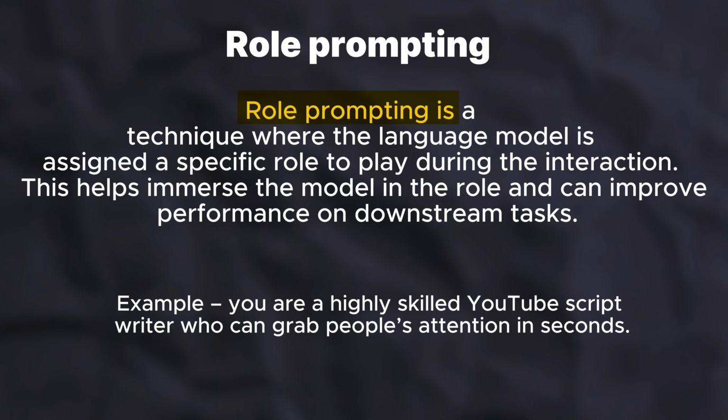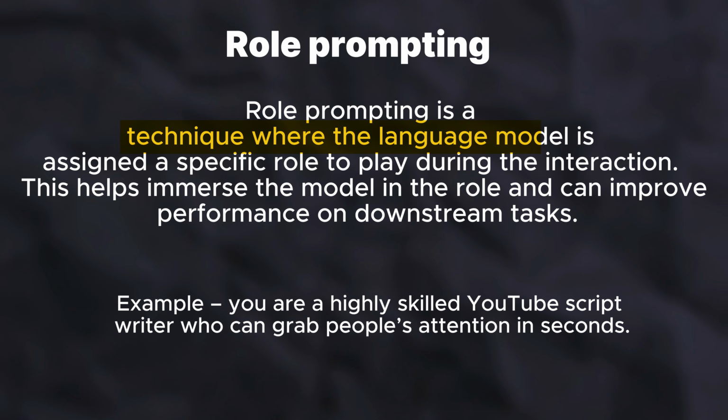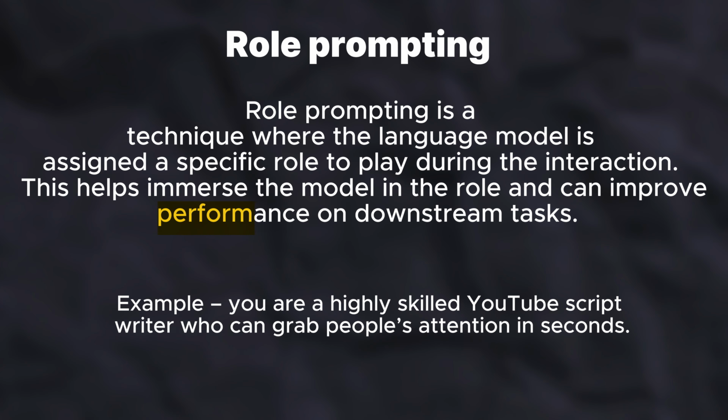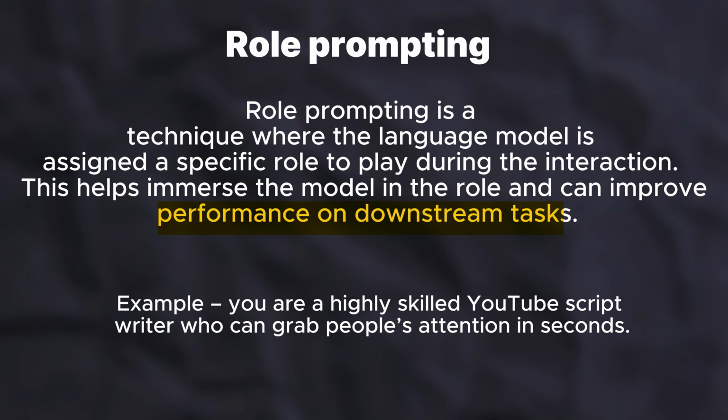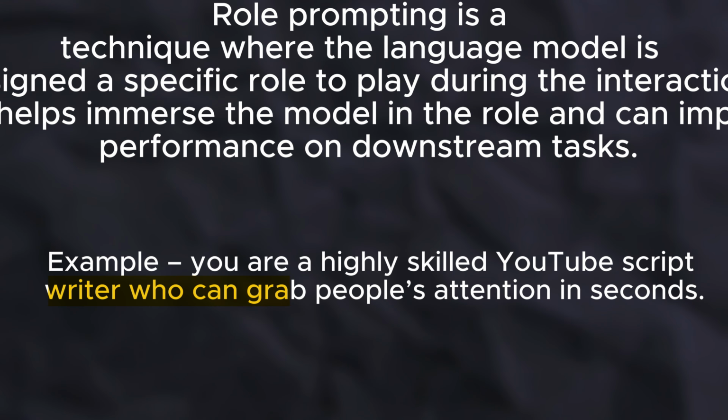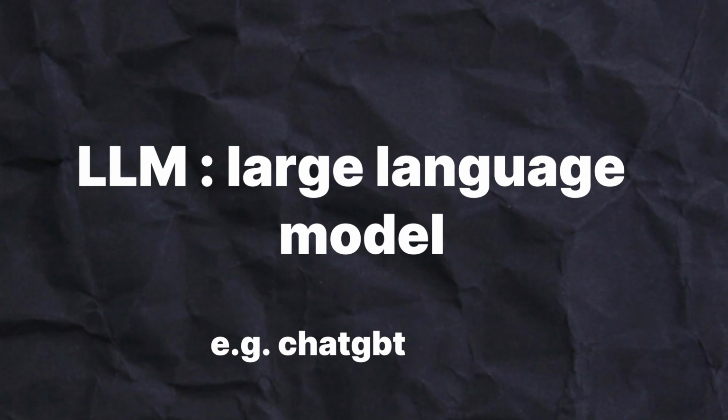So, first one is the role. Role prompting is a technique where the language model is assigned a specific role to play during the interaction. This helps immerse the model in the role and can improve performance on downstream tasks. An example would be: you're a highly skilled YouTube scriptwriter who can grab people's attention in seconds. That's basically what role prompting is, giving it a role. So you basically immerse the LLM, which is a large language model, into the role.